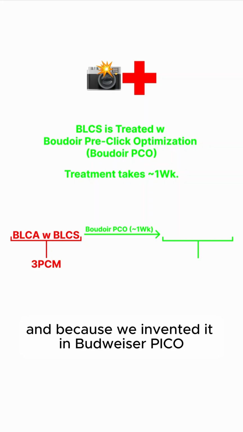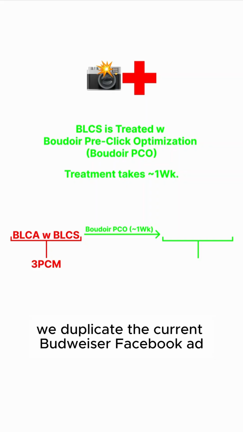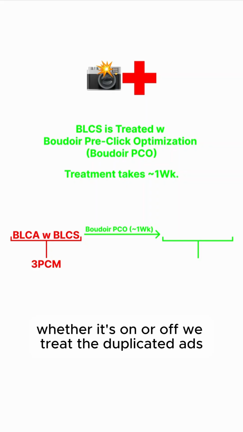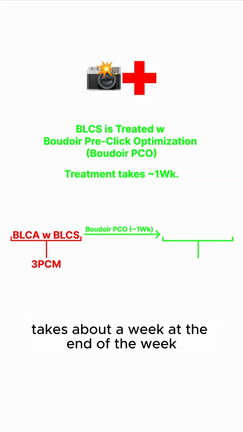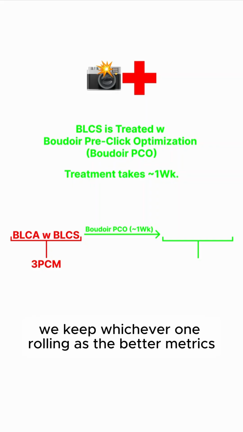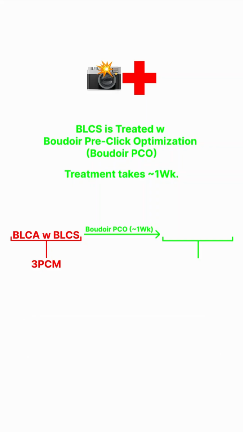In Boudoir Pico, we duplicate the current Boudoir Facebook ad, whether it's on or off. We treat the duplicated ad. We leave the original one alone. Treatment takes about a week. At the end of the week, we keep whichever one has the better metrics rolling.